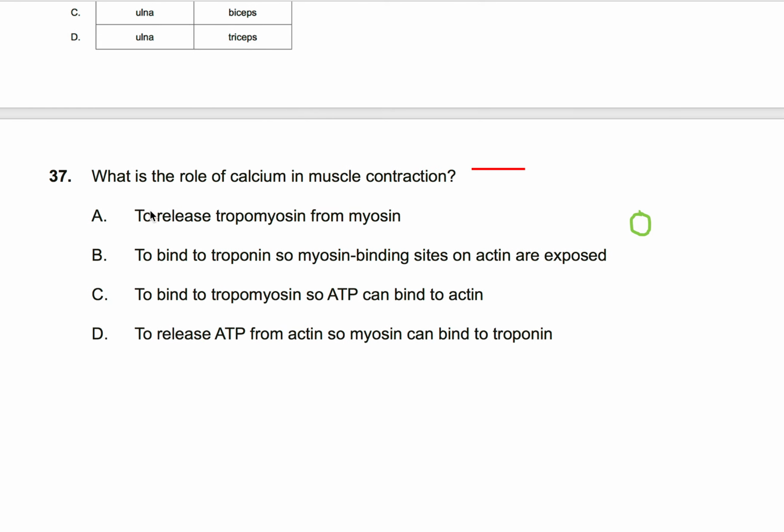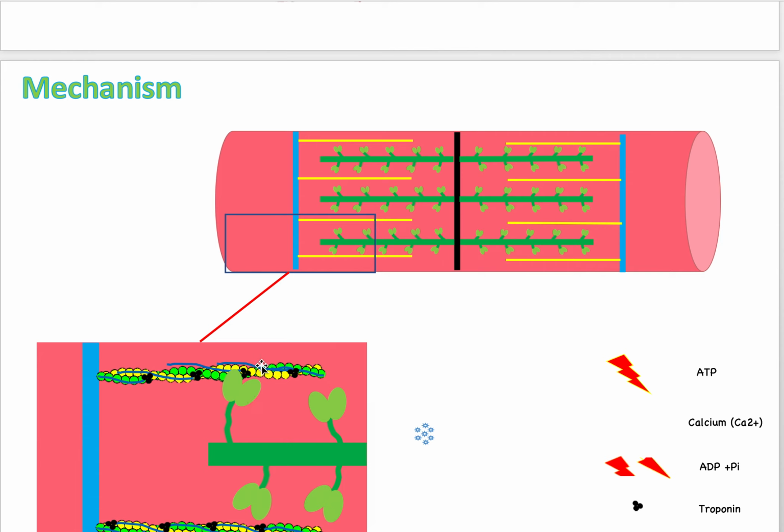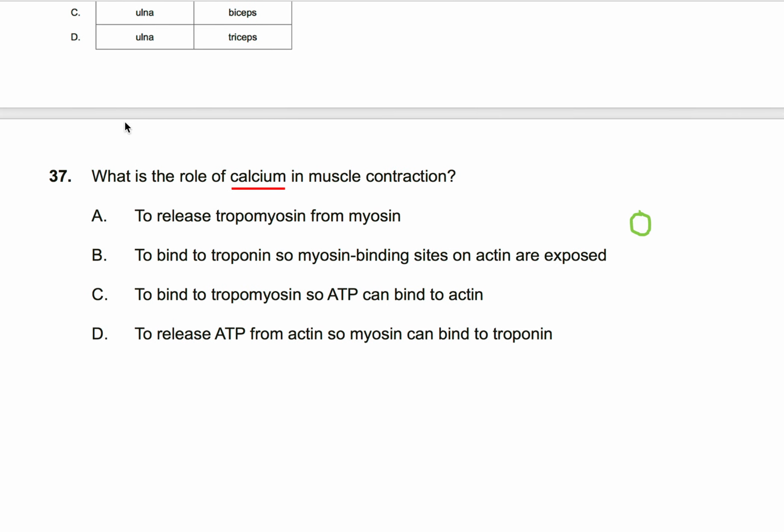Very, very important. So which answer here will match? Let's take a look. Option A: calcium, to release tropomyosin from myosin. So tropomyosin is this blue line. It is not attached to myosin, right? We saw tropomyosin is attached to actin, this yellow-green structure. So this statement is just wrong, because tropomyosin is not attached to myosin.